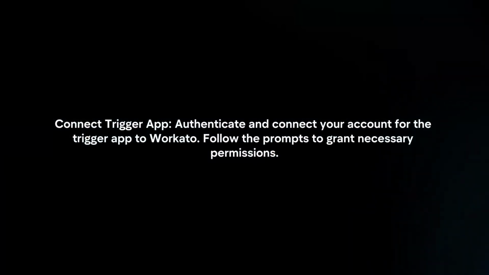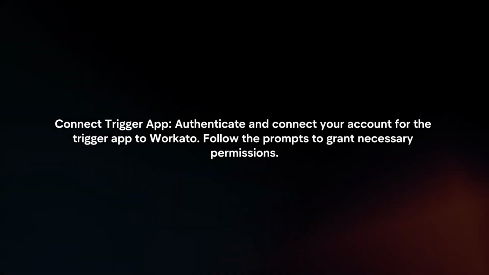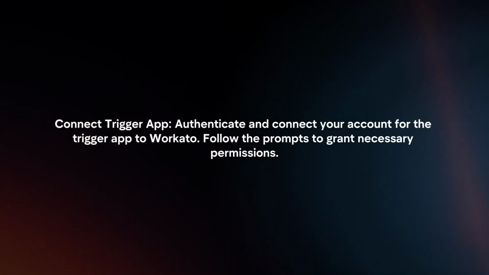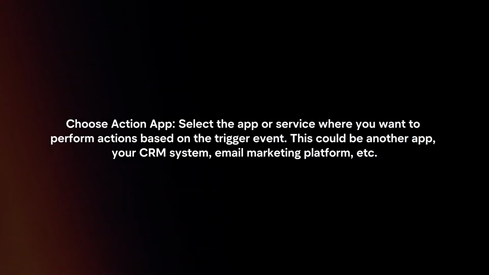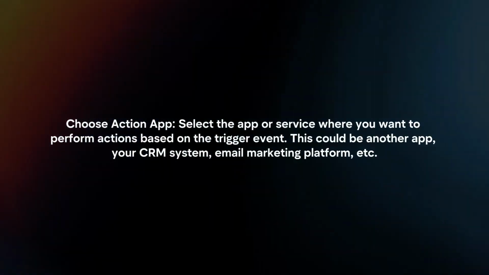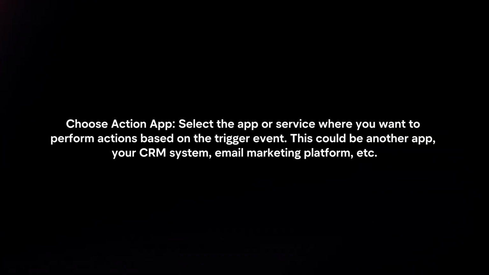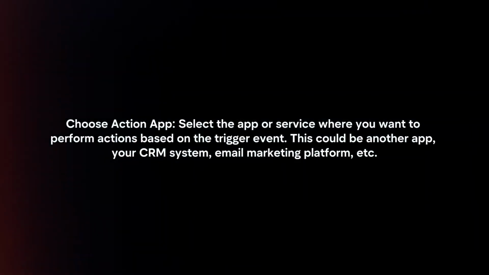Connect Trigger app. Authenticate and connect your account for the Trigger app to Workato. Follow the prompts to grant necessary permissions. Choose Action App. Select the app or service where you want to perform actions based on the trigger event. This could be another app, your CRM system, email marketing platform, etc.